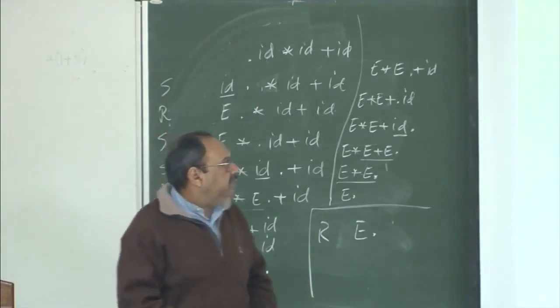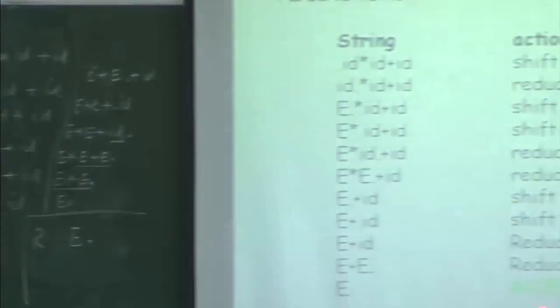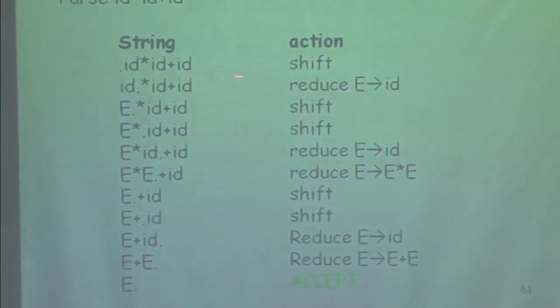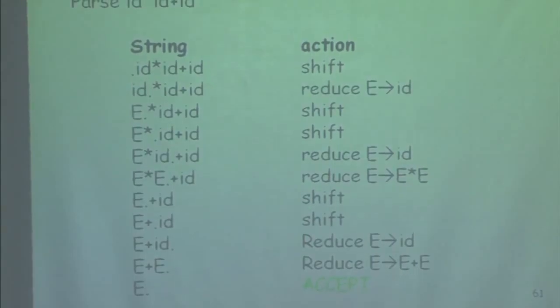And so here is what we have just gone through, that finally I reach this E dot step and I say this is accept. I'm just doing shift and reduce actions.